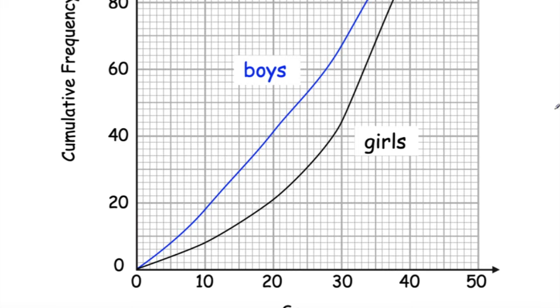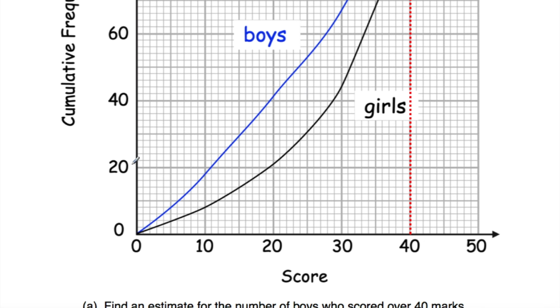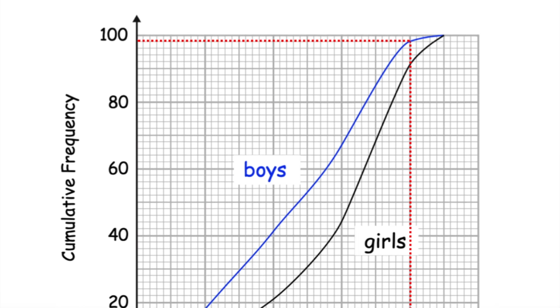So let's get a ruler and pencil and go to 40, which is here. We're going to go up to the boys curve, which is the blue one. Once we get up to the curve, let's go across from the curve to that cumulative frequency axis, like so. You can see it's actually just one box below 100 there. Let's see what each of the boxes is worth. From 0 to 20, there are 10 little boxes, and 20 divided by 10 is 2. So each one of the little boxes is worth 2.